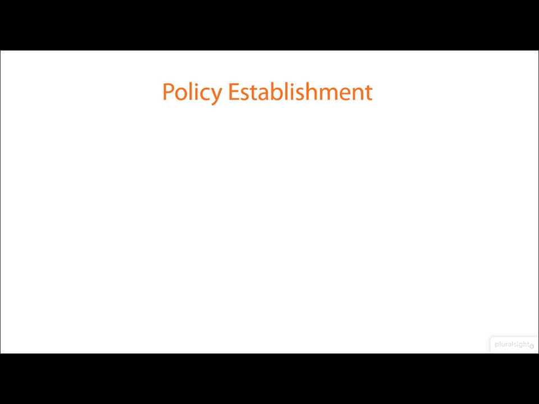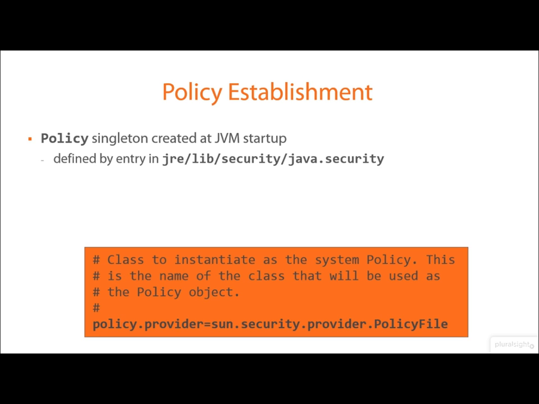So how does the policy file get loaded? When the JVM starts up, a policy singleton is created. And the location of the class for the singleton is defined in jre/lib/security/java.security. So another text file, similar to java.policy. In here, there's a policy.provider entry, and that defaults to sun.security.provider.PolicyFile. So this is the policy file-based policy, and this is the text-based file that we've seen.